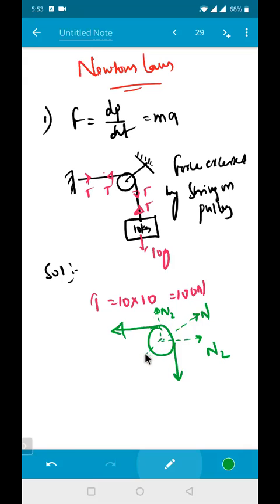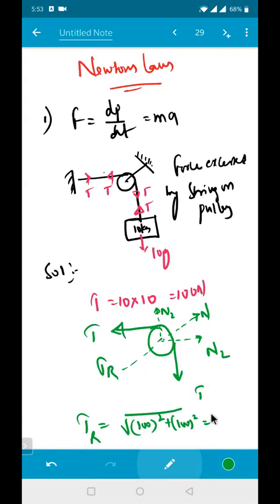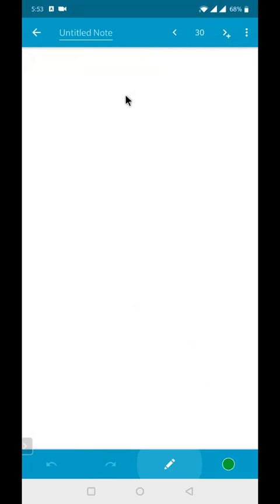That means this is equal and opposite to this tension T and T. So the resultant T will be equal to the square root of 100 squared plus 100 squared. That will become 100 into root 2. So that will be your answer for that one. Simple condition, isn't it? When two blocks are connected and moving, such types of equations are also very, very important.